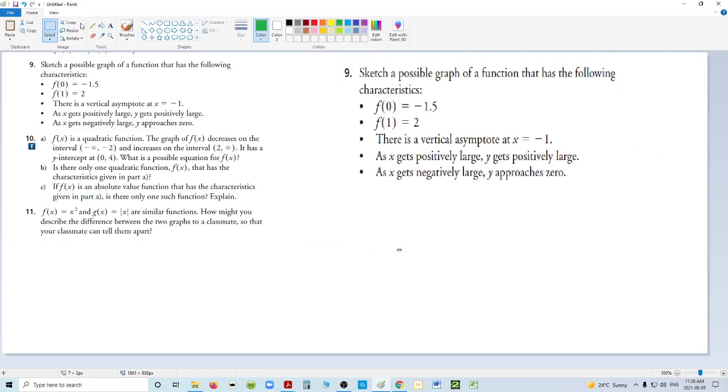Okay, so f of 0 is at minus 0.5. f of 1 is equal to 2. Oh, geez, there's a vertical asymptote. As x gets positively large, y gets positively large. As x gets negatively large, y approaches 0. This looks like, oh, how can you have a vertical asymptote, though?